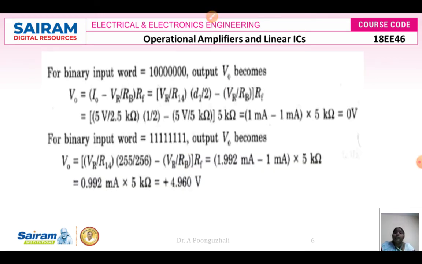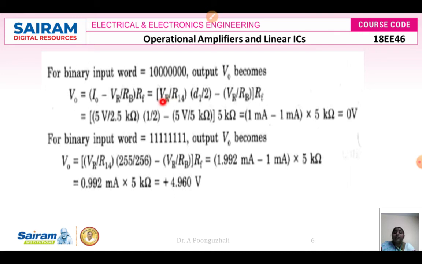For the binary input word 1 0 0, that is where the MSB bit is going to be 1, the output is going to become V naught equivalent to I naught dash into RF. I naught dash is nothing but I naught minus VR by RB. So what is I naught? I naught is VR by R14 into D1 by 2. Only the first term alone is going to be there. Minus VR by RB into RF.